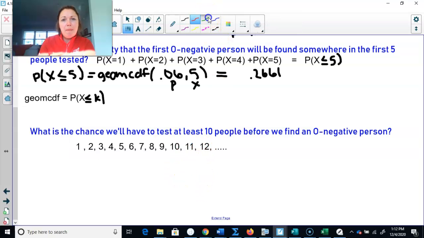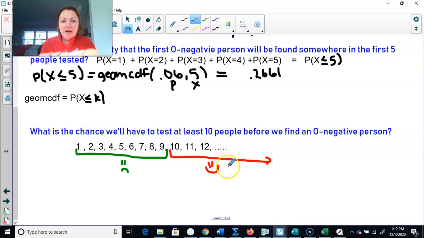These can be tricky for some people, but listen carefully. I know that the first 9 people cannot be O negative. That's our failure. Our success is O negative. Our failure is not having it. At least 10 and on and on and on goes this way, right? Well, how am I going to figure that out? First, let's write it as a probability statement. What I want right now is the probability that X, our situation that we get our first success, is greater than or equal to 10.